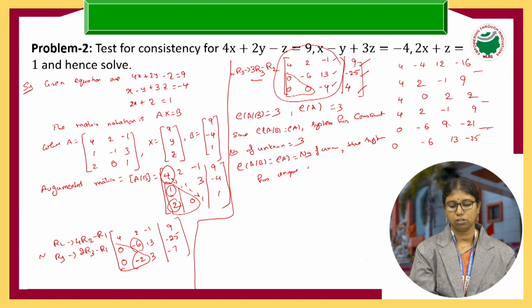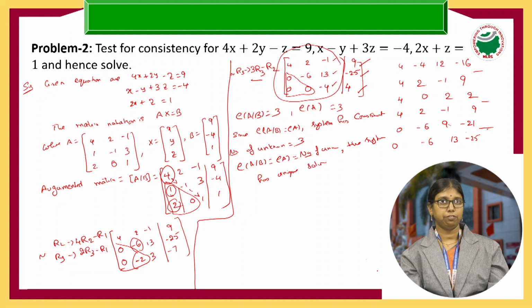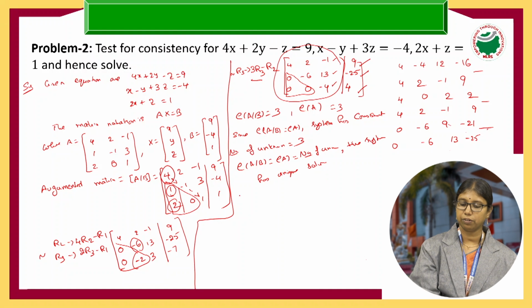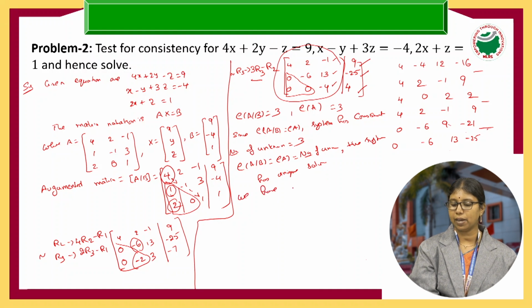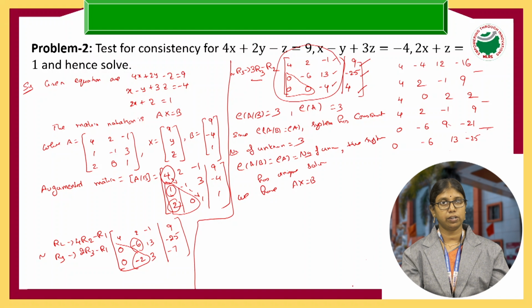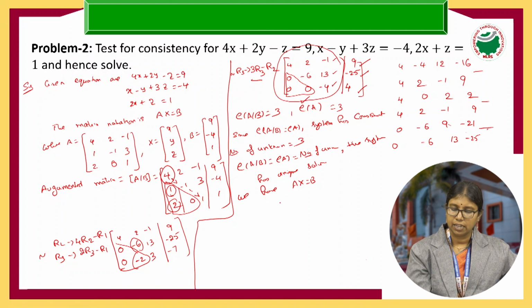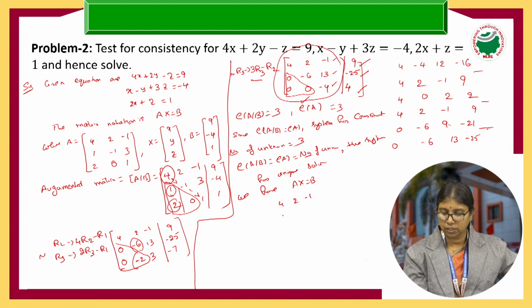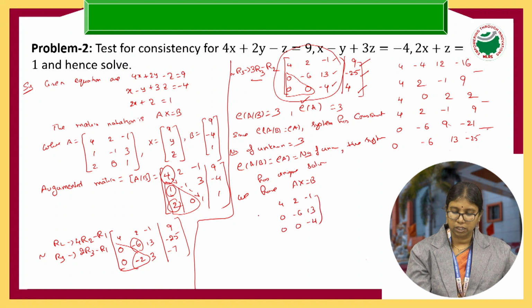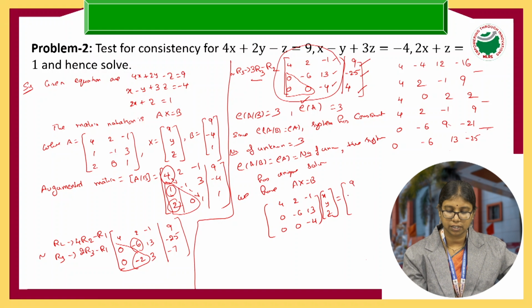The system has a unique solution. So now you have to find the solution. To find the solution, what do we have to do? You have to take the matrix representation Ax equal to B. Take the values of A and B from the matrix which you converted to echelon form. That means this is A: 4, 2, minus 1, 0, minus 6, 13, 0, 0, minus 4, into capital X, which is x, y, z, equal to capital B, the constant vector, that is 9, minus 25, 4.